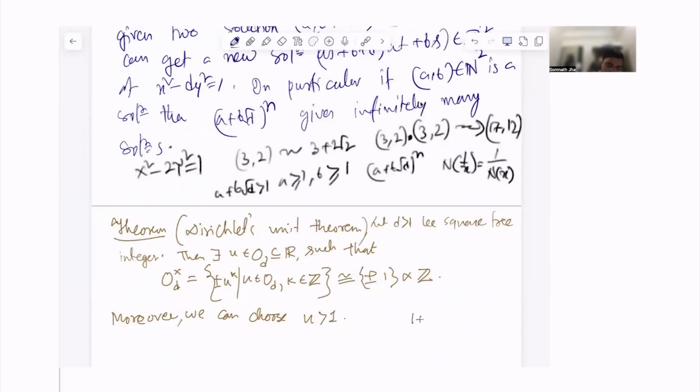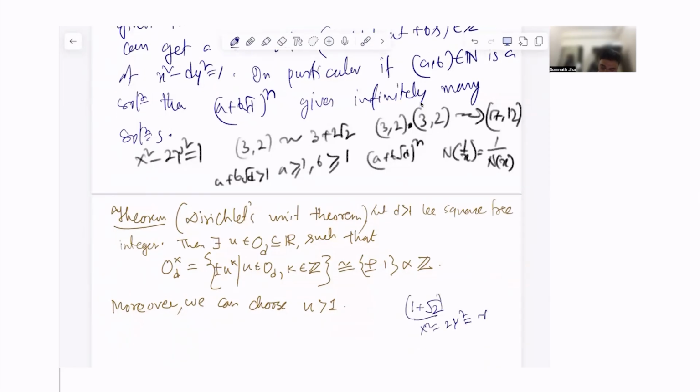But this 1 plus root 2 corresponds to x square minus 2y square equal to minus 1. But its square, which is 3 plus 2 root 2, corresponds to x square minus 2y square equal to 1. Okay, so we are capturing all even powers of this, which is not too bad if you think of it. So this is a general theorem which we will not prove.